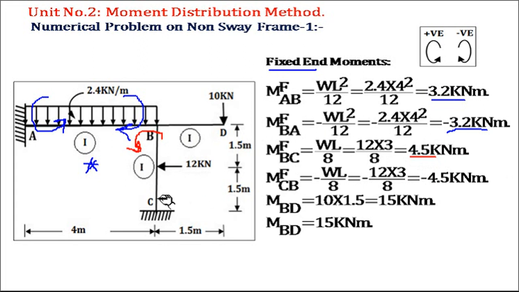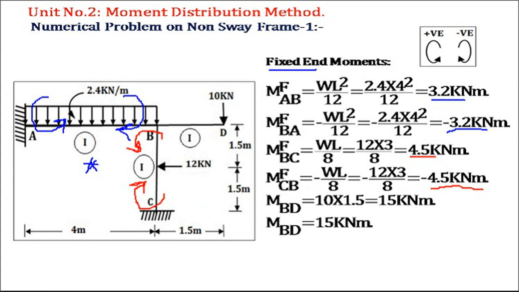Now the fixed moment in member CB will act in clockwise direction as we are standing here. So it is in clockwise direction, so it will be negative. And the formula for a fixed moment when a point load is acting at the center is WL upon 8. So the value of W is 12, the length of member BC is 3. So 12 into 3 upon 8, the fixed moment in member CB is minus 4.5 kilonewton meter.